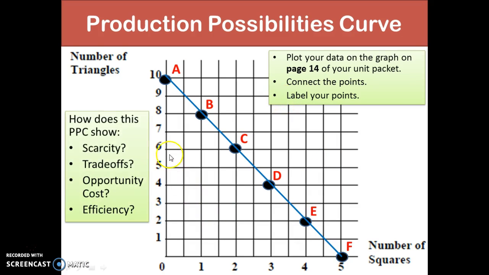And the last thing to do would be to look at this PPC and identify how does it show scarcity. We can only produce these points or somewhere inside the curve. We don't have the resources to produce outside the curve, so scarcity exists. Trade-offs, we can only produce one of these points. All of the others are options that are foregone, and so they're trade-offs. Opportunity costs, if we have 0 squares, we make 10 triangles, but if we want to make one square, we have to give up 2 triangles. That's our cost. Efficiency is any point here on the curve.